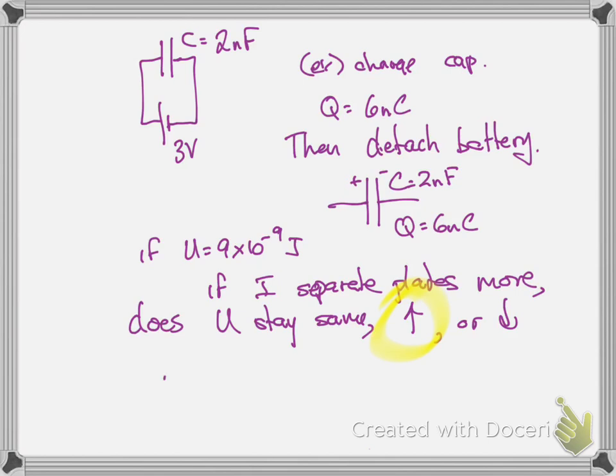But we can see why it's true by looking at the formulas. I'm just going to write down one of them, 1/2 Q delta V. Q has to stay the same. But wait, we don't know what happens to delta V. Delta V does not have to stay the same because it's no longer attached to the battery, so the charges can't flow on or off. So we don't know what happens to delta V. Let's go ahead and look at one of the other formulas.